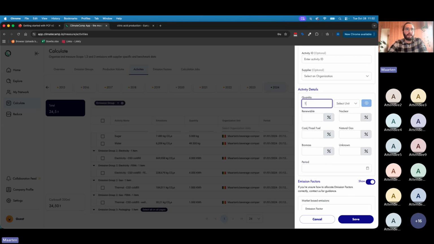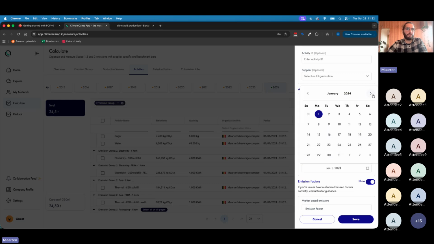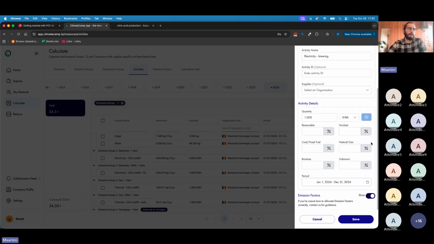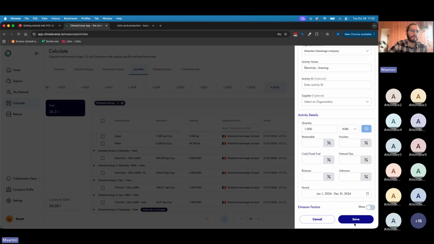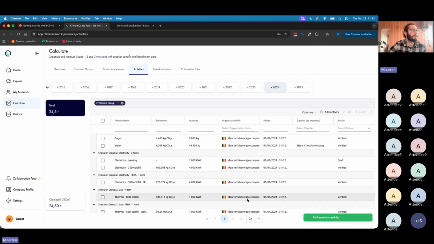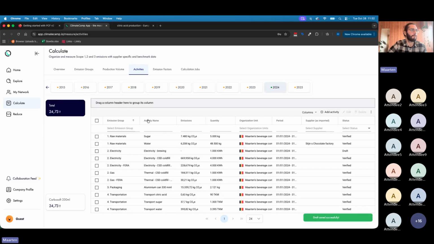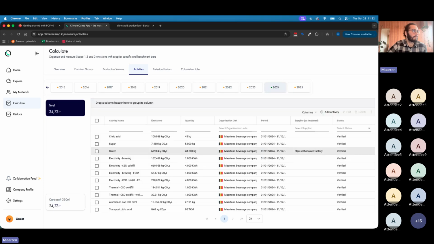I can then enter, okay, I have used 10,000 kilowatt hours of energy for the period of 2024. Then I can also add the energy mix, but let's not for purposes of this demo. Then if we do this, quickly refresh, it was set as a draft. So we have electricity brewing here, and now the value has already been implemented.